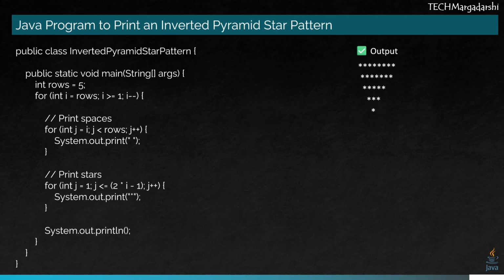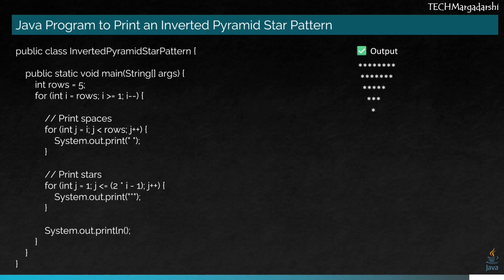Now let's learn how to print an inverted pyramid star pattern in Java. Here, we take the number of rows as 5 and use nested for loops to control the spaces and stars. The outer loop starts from 5 and decreases down to 1. The first inner loop prints spaces before the stars, while the second inner loop prints the required number of stars using the formula 2 times I minus 1.